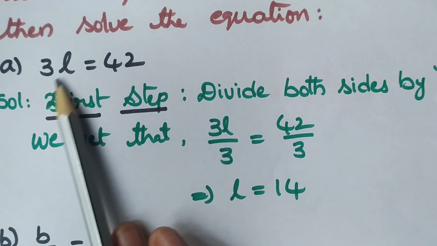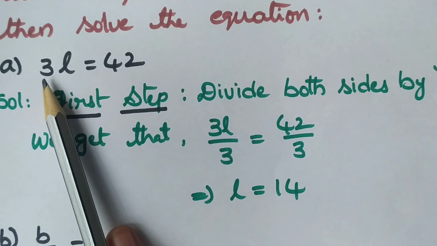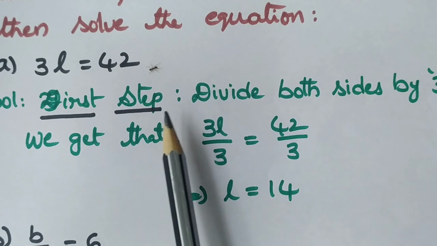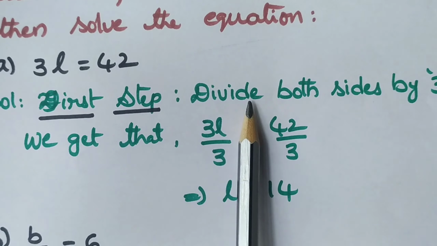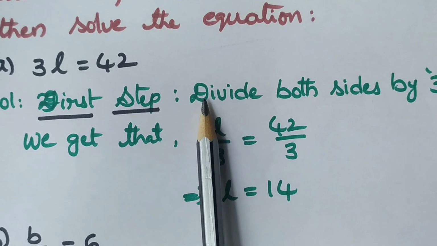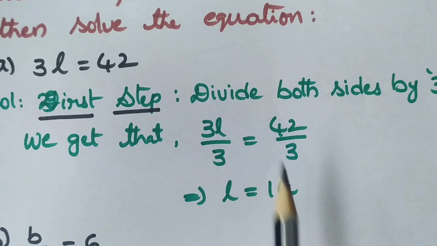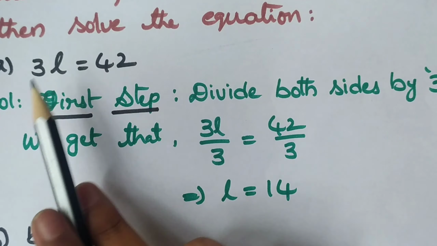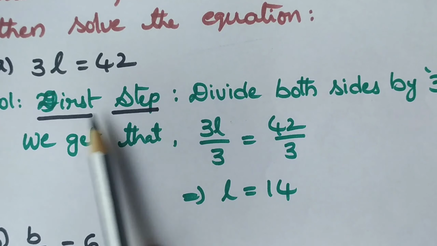3 into L is divide both sides by 3. Here it is 3 into L. Here it is multiplication, right? So let us do division. If it is addition, we have to do subtraction. If it is subtraction, we have to do addition. If it is multiplication, we have to do division. If it is division, we have to do multiplication. Is this clear? Now it is 3 into L. That means we have to do division now. Multiplication, then division.